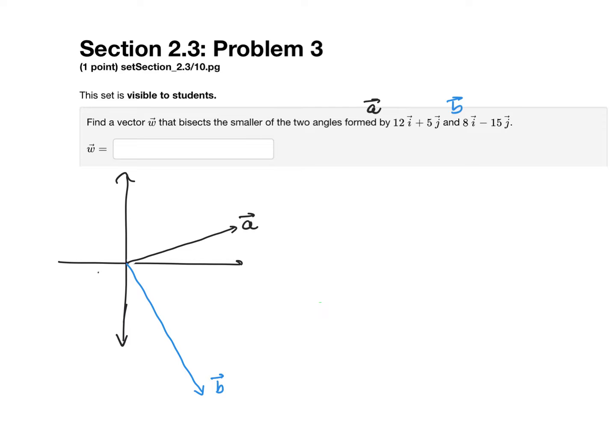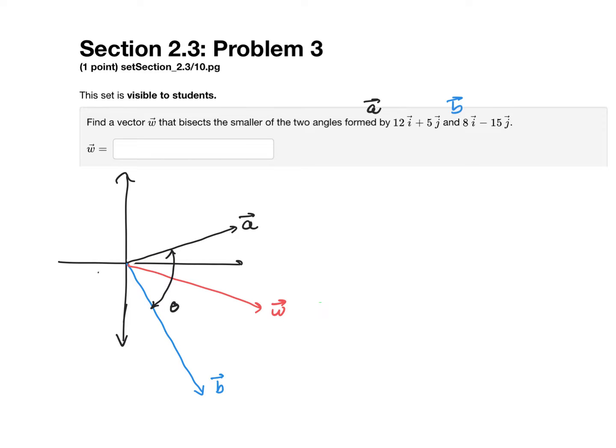What I want is this vector W. So I'm just going to say this is vector W. And to find this vector W, the first thing I'm going to do is find this angle. I'm going to call it theta. Theta is the angle that is formed between A and B.